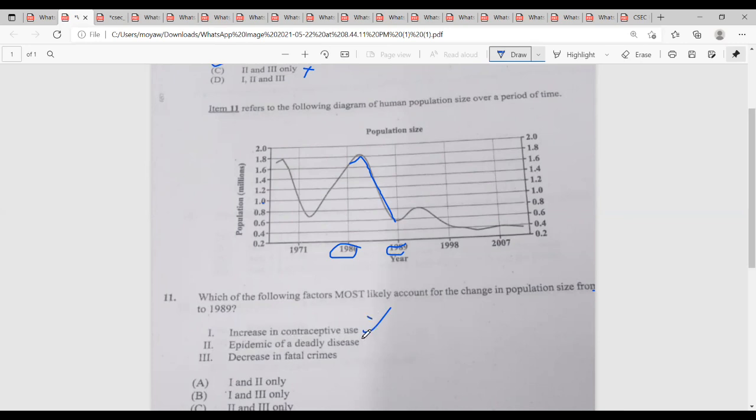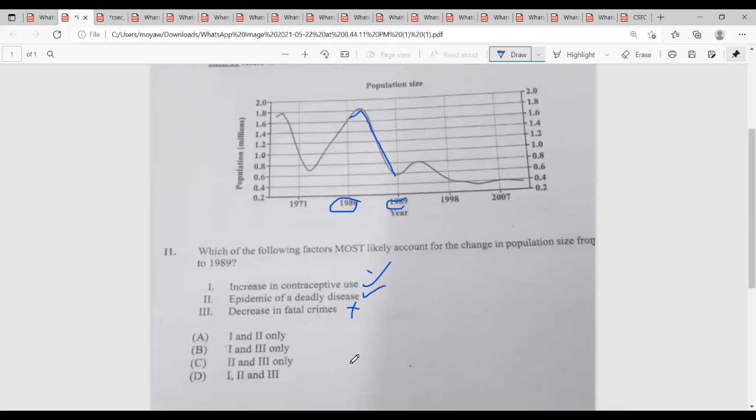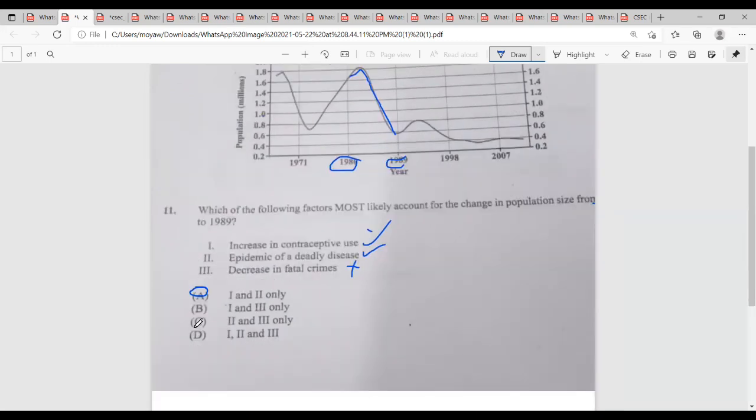Epidemic of deadly disease, yes, an epidemic of deadly disease will definitely decrease the population. And then 3, decrease in fatal crimes. So if you decrease fatal crimes, then guess what? You're increasing the population. So the best option here would have been A, 1 and 2.